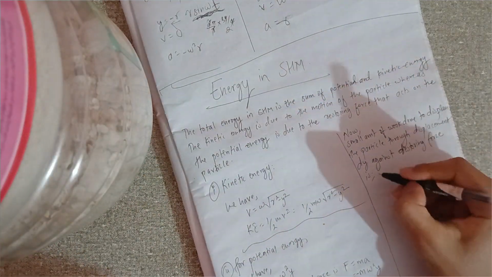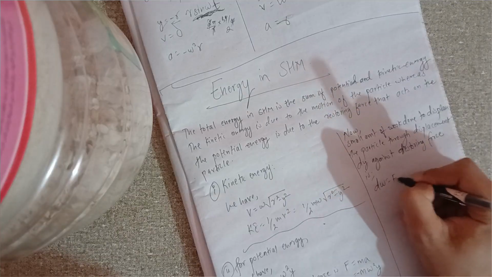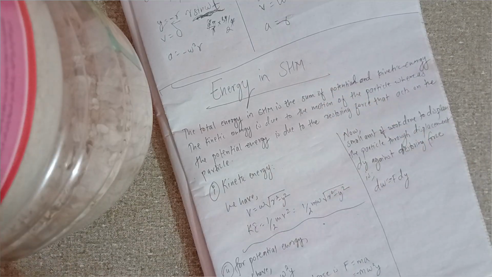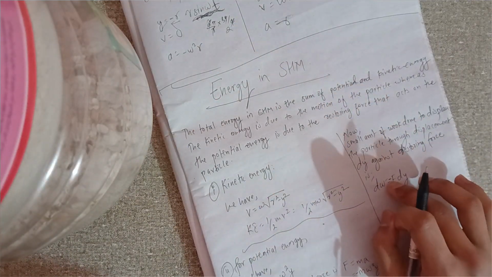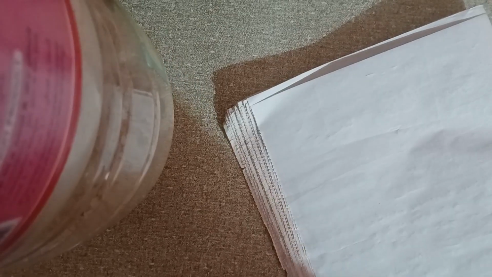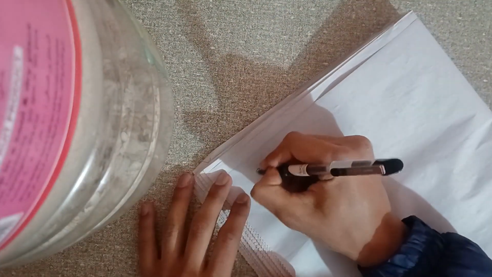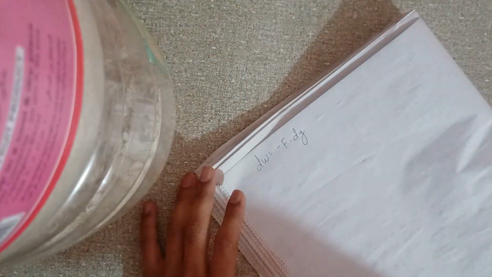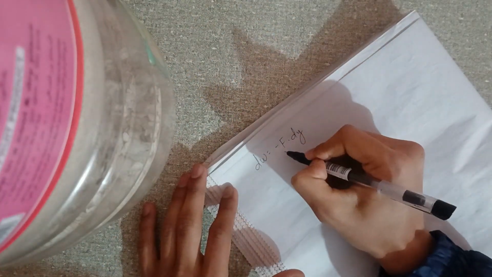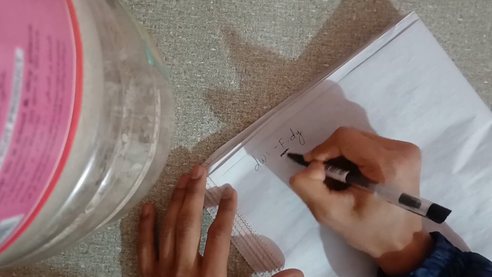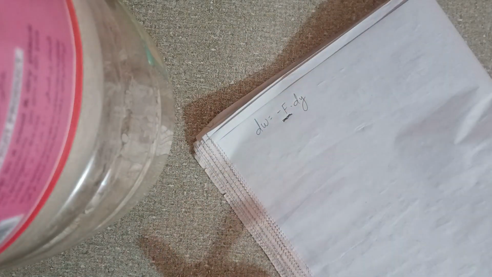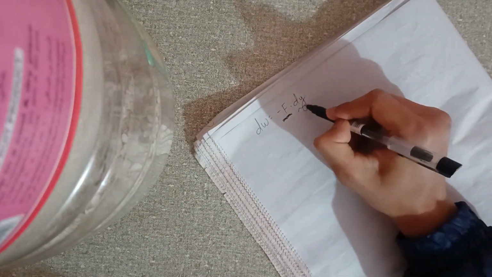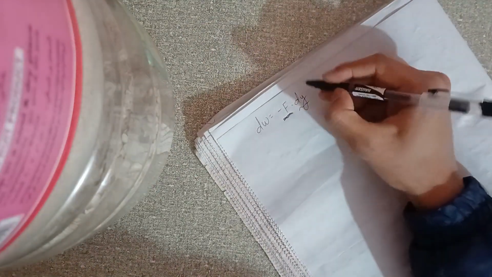Now we write dW equal to minus F dy. And why are we doing this? Because of the restoring force. The work done is defined as force times displacement, and the force is negative because it is a restoring force and is in the opposite direction of the displacement, so that's why it's negative.